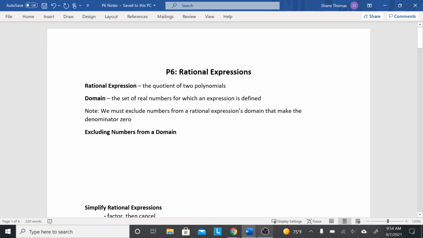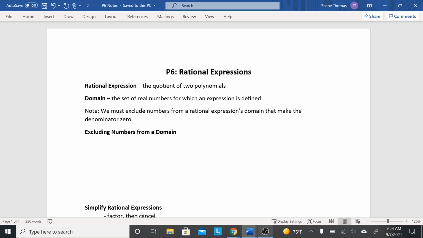So, today, rational expressions. First off, a rational expression is the quotient of two polynomials. Anytime you see the word quotient, what are they going to look like? A divide or a fraction. Yep, that's what we're looking at. These are going to be kind of ugly fractions, for lack of a better way to put it. They're going to have variables, they're going to have powers, different things like that.